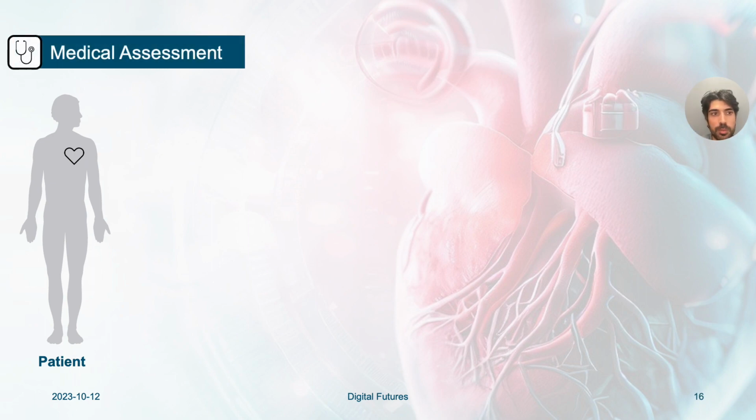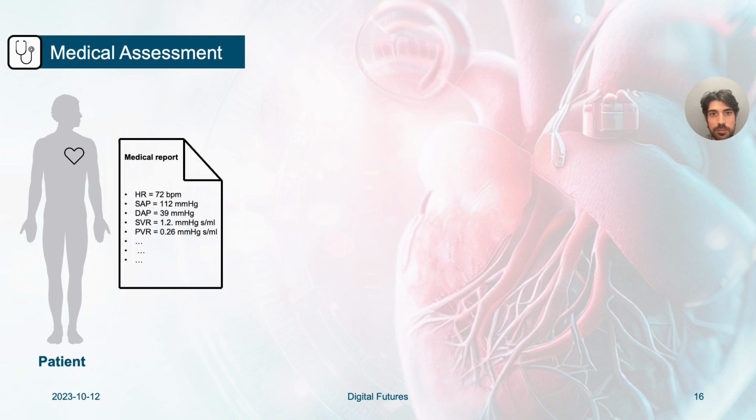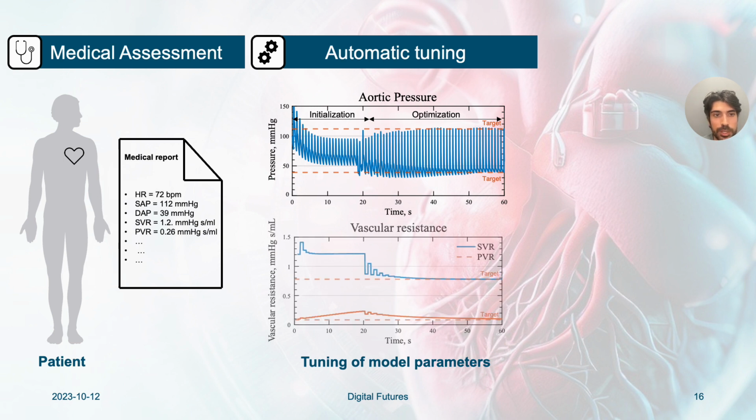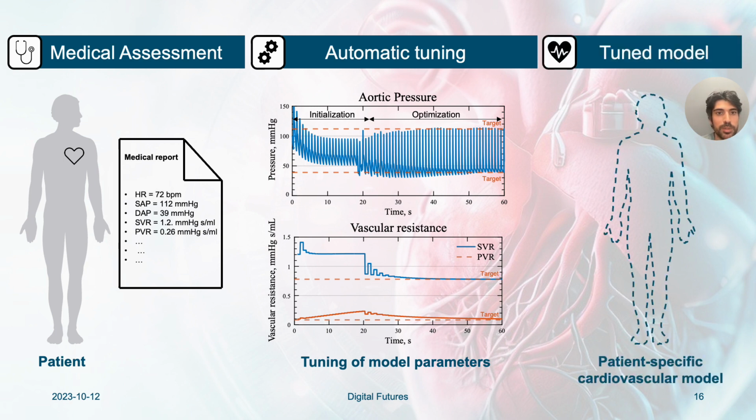The physiological variables of a patient recorded during a medical assessment are treated as target variables that have to be matched in the cardiovascular model. During the automatic tuning phase, some key parameters such as contraction strength of the heart and the elasticity of the vessels are tuned in order to match the systolic and diastolic arterial pressure or the systemic and pulmonary vascular resistance. Once the model is tuned, the cardiovascular model of the specific patient can be used for further assessment.